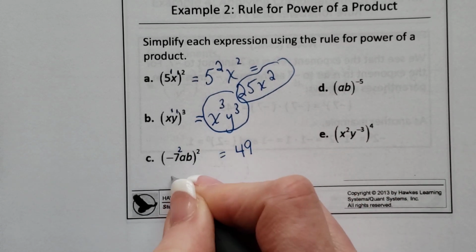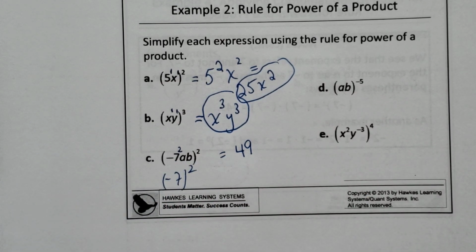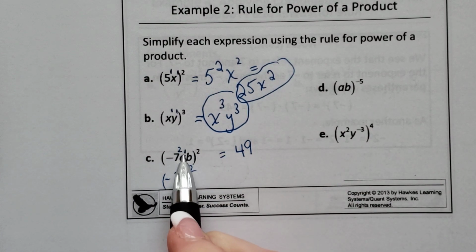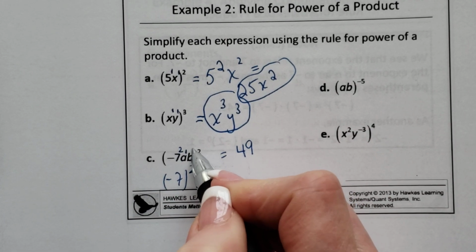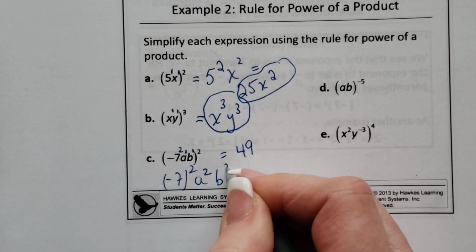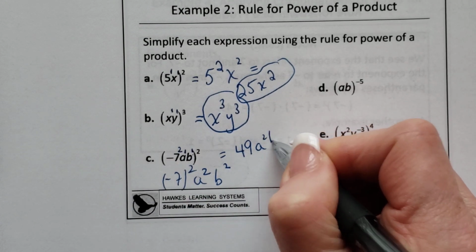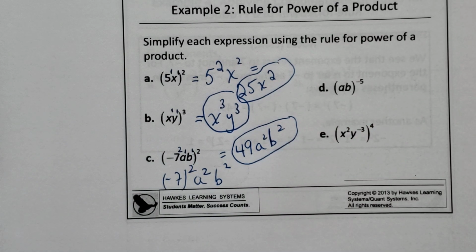At first we'd have negative 7 squared, because you've got to think of that in parentheses. That a has an invisible 1 right there. 1 times 2 is 2. And that b has an invisible 1. 1 times 2 is 2. So if I simplify this, I get 49a squared b squared. And that's my final answer.